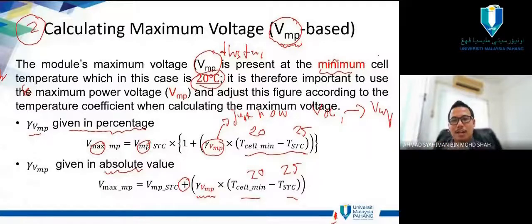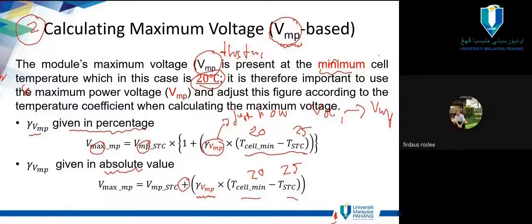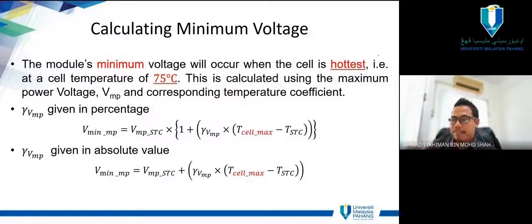Saya ingat sekarang, tinggal satu persoalan. What should we do when the gamma VMP, or the temperature coefficient of VMP, is not given in the datasheet? So, itu nanti. Saya lompat jap. Okay, saya lompat yang third part. Saya tinggal tadi as the persoalan, question. Okay, sekarang saya pergi ke yang ketiga.